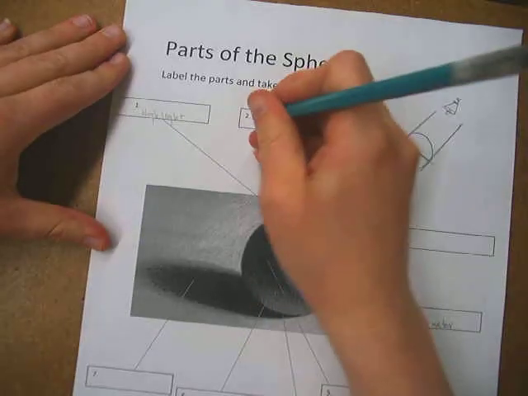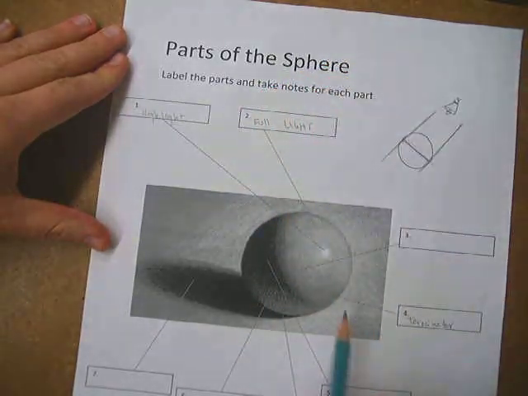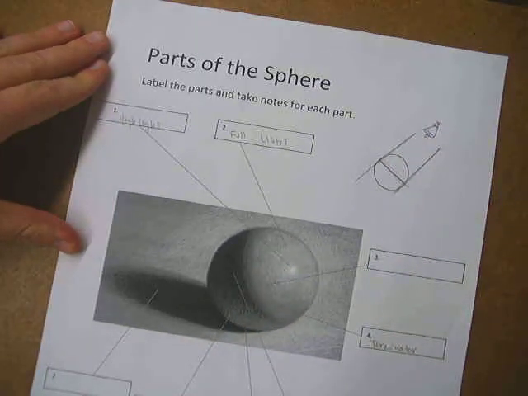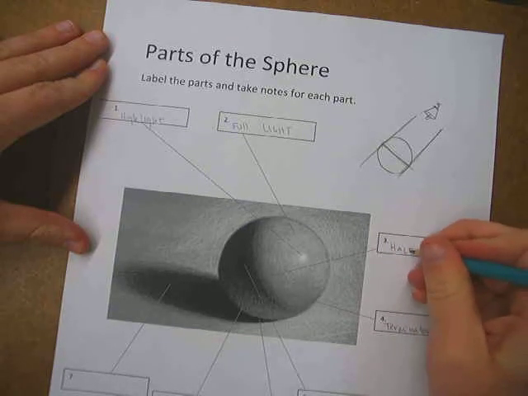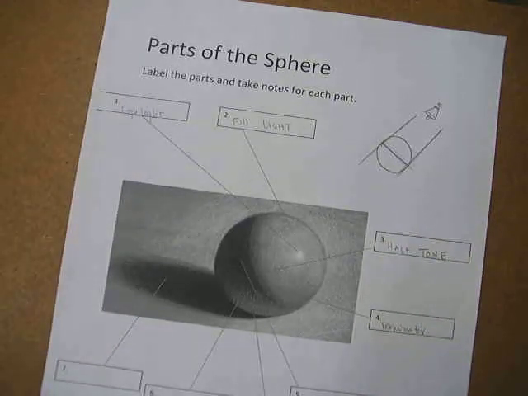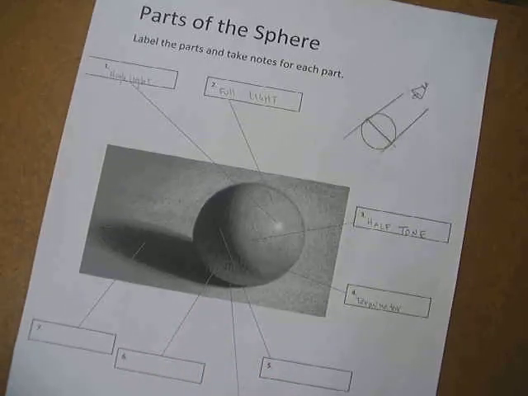Number 2, we're going to call it full light. It can go by many names, but this full light is this general area. So this whole area right here, that's my full light. Number 3 is called your halftone, or it's also called the midtone. This is where light is still touching it. The halftone is still part of the light, but it's starting to curve and turn into a shadow.